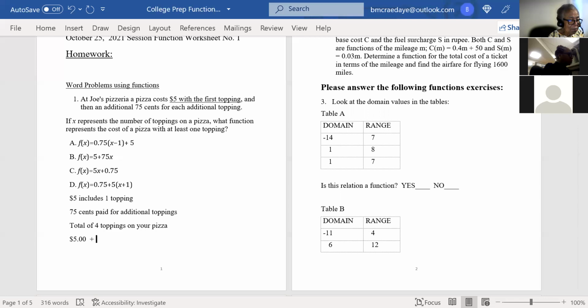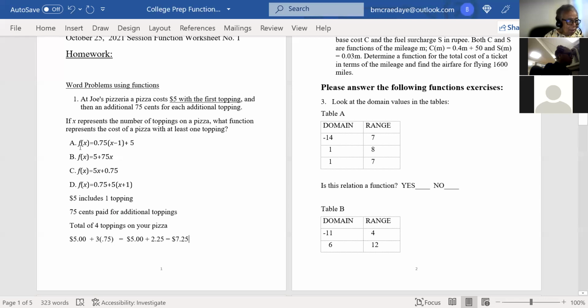It would be 3 times the 75 cents, right? So that would be equal to $5 plus, and 3 times 75 cents is what? 225. All right, so that would be equal to a total of $7.25. You're getting it? Yeah, I guess so.